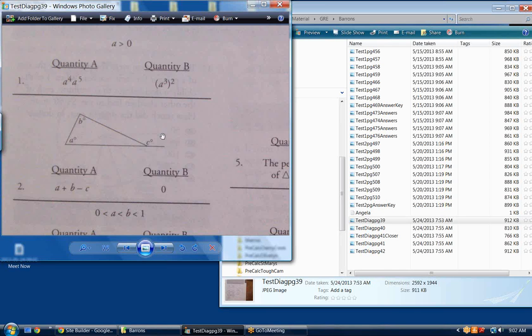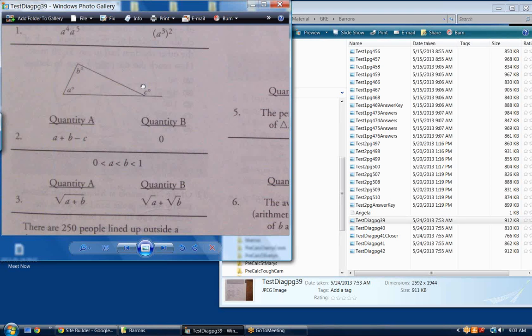Okay, we look at the first one. A is greater than 0. Which quantity is bigger? Let's see. That would be quantity A. Correct, because that's a to the ninth. That's what? To the 6th. Okay.